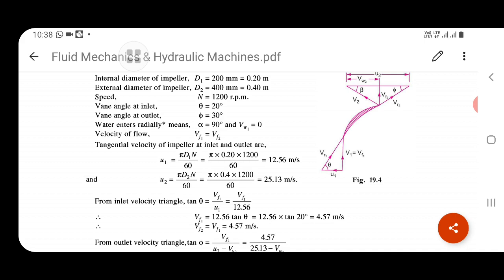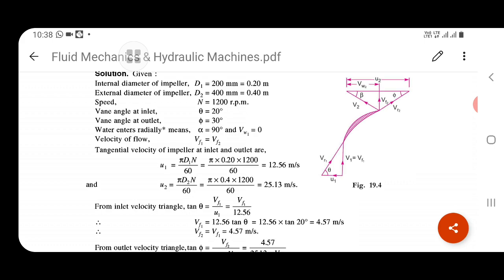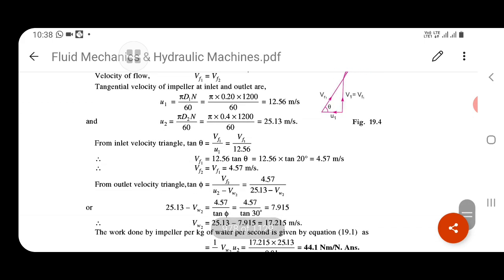Then with the help of the inlet angle, tan theta is equal to Vf1 upon U1. With the help of that, calculate Vf1: 12.56 into tan 20, which is 4.57. So Vf1 is equal to Vf2, 4.57. Next, tan phi is equal to Vf2 upon U2 minus Vw2.